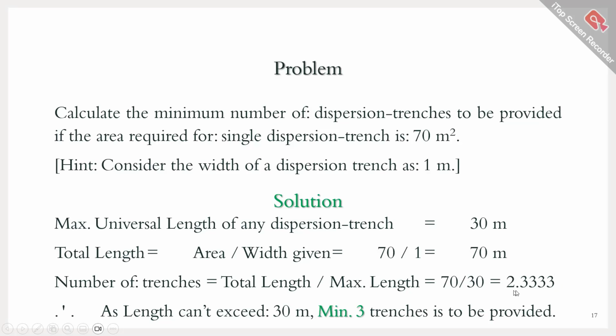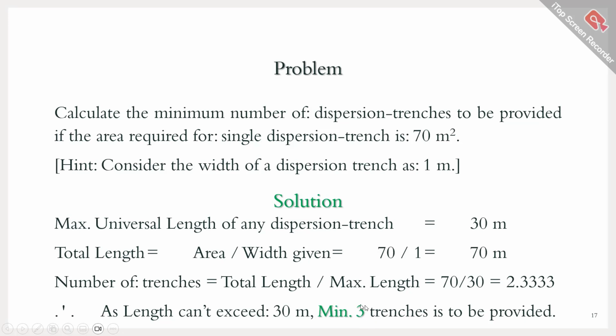So if you take two trenches, then it will cover 30 into 2, 60 meters, and 10 meters square area will be left without covering, which is not acceptable. You have to cover the entire area. So you cannot increase this length, but you can minimize this length and you can increase the numbers. So that's why the minimum number will be 3.